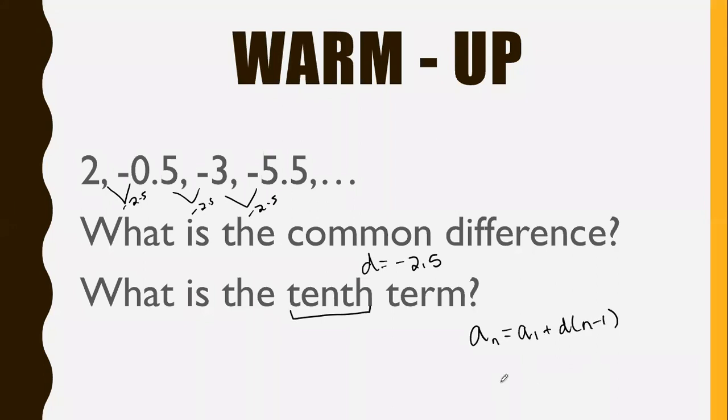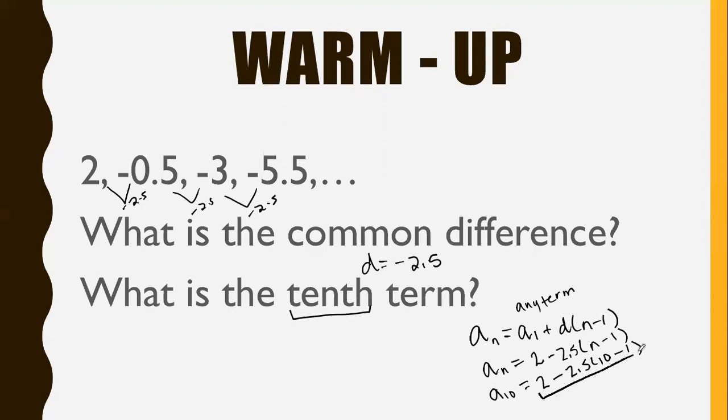Last class you learned the explicit notation formula, which is down here. This is how we find any term in our sequence. So A1 represents the first term in the sequence. So what is the first term? 2. The common difference, the D, is negative 2.5, so minus 2.5. And which term are we looking for? The 10th term. So I'm going to plug in 10 for N. So to find the 10th term, I need to solve this.